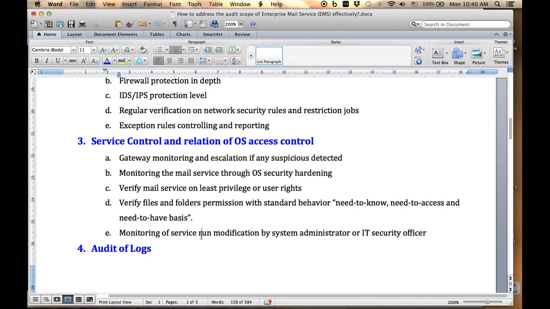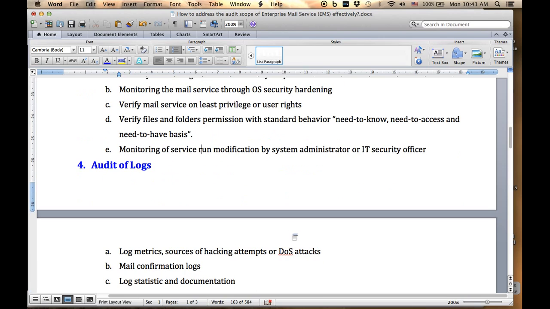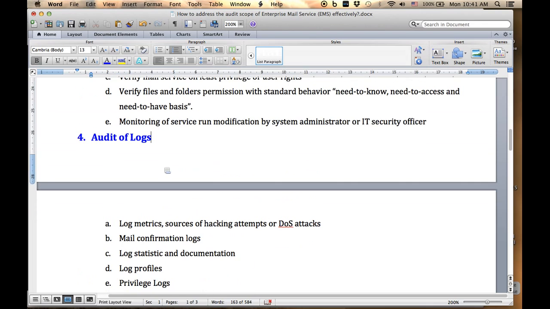So the auditor needs to obtain the last modification record or change management form or transaction involved with the service run. So the IT auditor needs to engage the IT security team or IT administrator team to provide what is the change on the critical service run on a mail server or mail system. So the next, which is very important, is audit log.